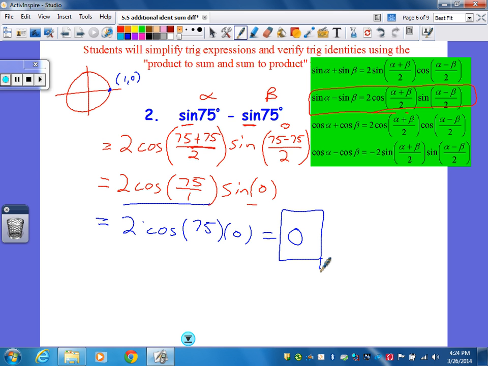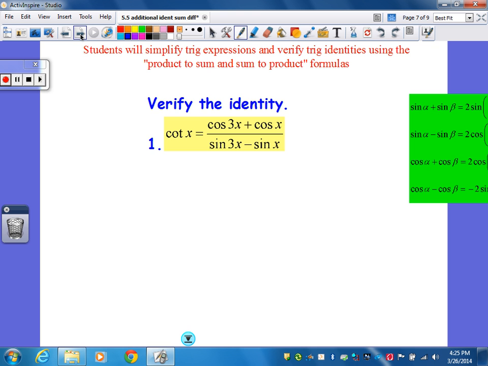Okay, let's keep moving. Next one. Ooh, look at that. We have a lot going on in this one. Cotangent x is equal to cosine 3x plus cosine x, all divided by sine 3x minus sine x. Here we're dealing with a sum here and a difference here.